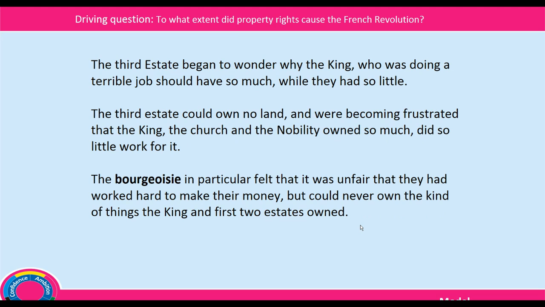The Third Estate began to wonder why the king, who was doing a terrible job, should have so much, while they had so little. The Third Estate could own no land, and were becoming frustrated that the king, the church, and the nobility owned so much and did so little work for it. The bourgeoisie in particular felt that it was unfair that they had worked hard to make their money, but could never own the kind of things the king and the first 2 estates owned.